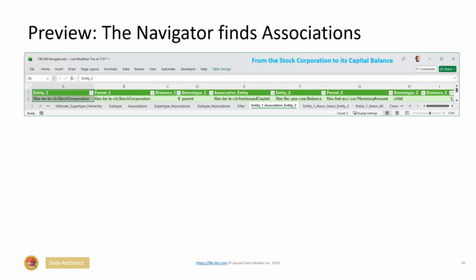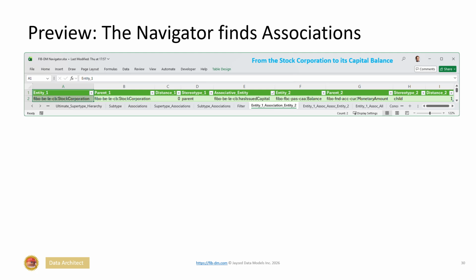Here's a preview of the next class, the FIBO FIB-DM Navigator. It can be quite tedious and time-consuming to traverse model hierarchy and model relationships in the data modeling tool to find the correct FIB-DM associations. So instead, the navigator is an accelerator, an MS Excel workbook populated with FIB-DM metadata.